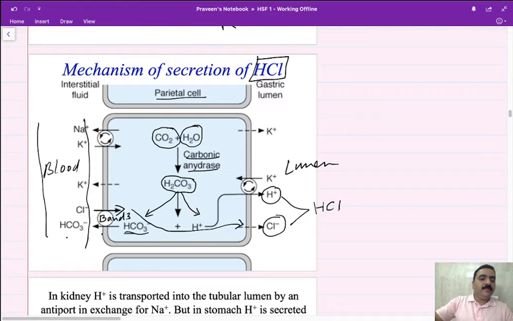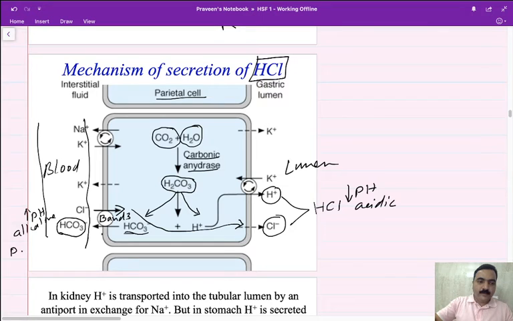When the bicarbonate goes to the blood, what happens to the blood pH? The blood pH is going to be increased. The pH of the blood will go high, and what happens to the pH of the stomach? The pH of the stomach will be decreased. So here it becomes acidic. The stomach becomes acidic, but on the blood side it becomes alkaline. So this phenomenon of converting the blood into an alkaline pH is called what?